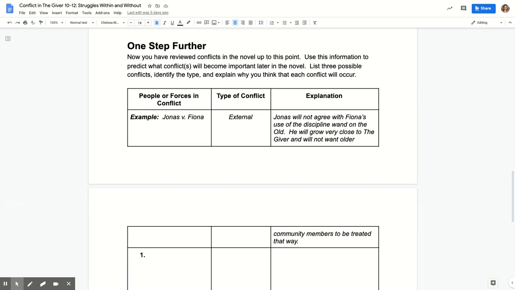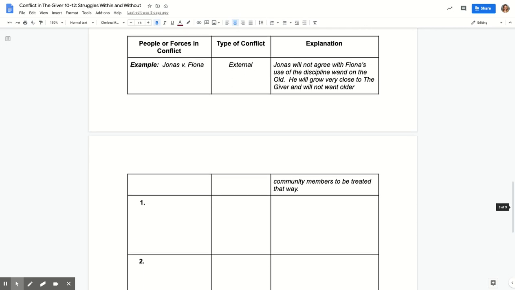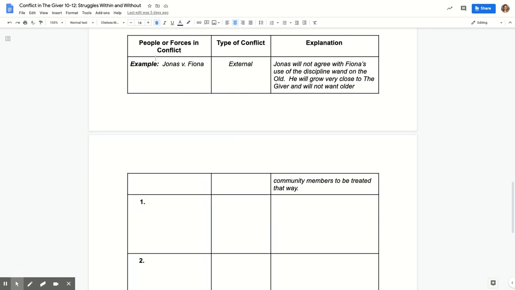It says, now you have reviewed conflicts in the novel up to this point. Use this information to predict what conflicts will become important later in the novel. List 3 possible conflicts, identify the type, and explain why you think that each conflict will occur. So we have an example. People or forces in conflict here: Jonas versus Fiona. It'd be external conflict because it's character versus character. Explanation: Jonas will not agree with Fiona's use of the discipline wand on the old. He will grow very close to the Giver and will not want older community members to be treated that way.